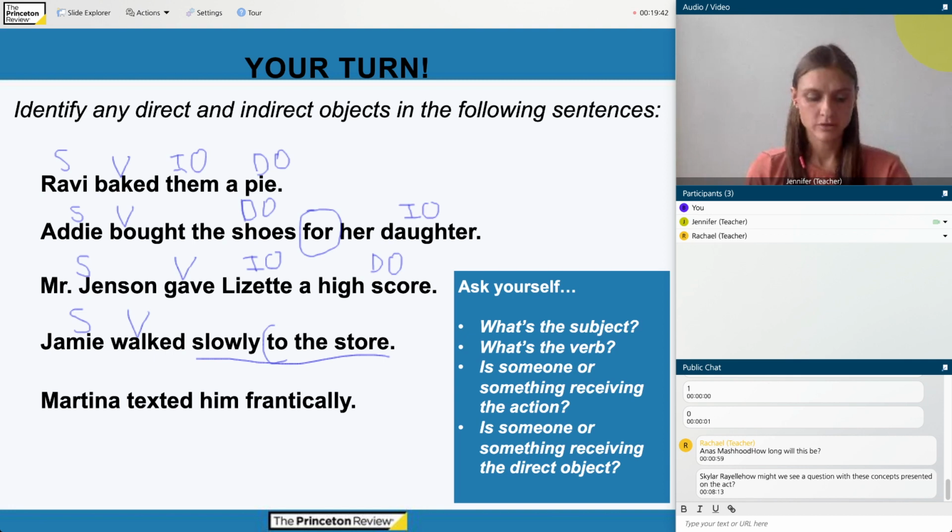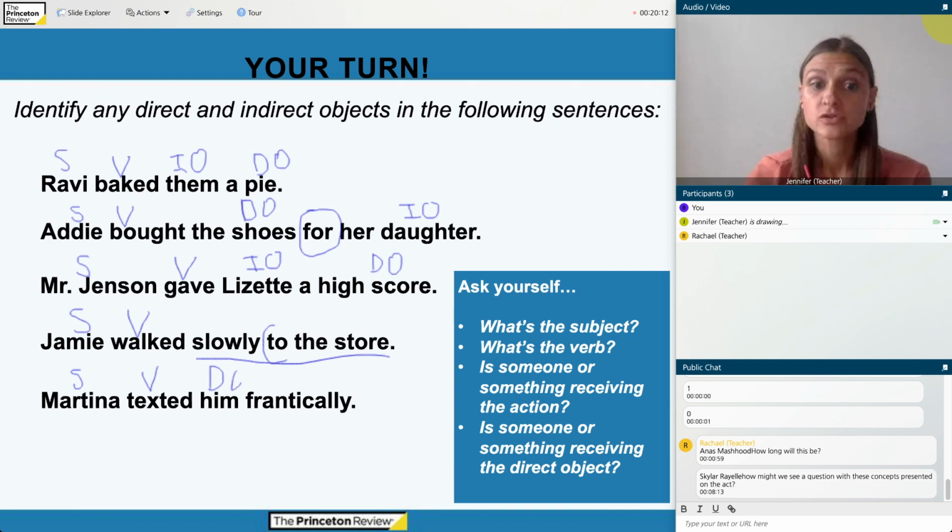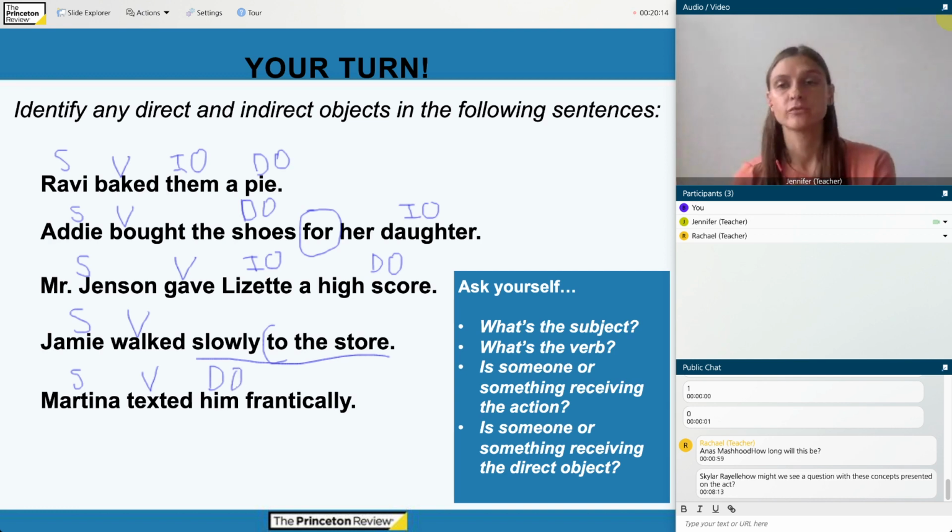So let's take a look at one more. Martina texted him frantically. Okay, what's our subject? Martina. And what is it that Martina did? She texted. Who texted what? Or texted whom? In this case, him. So him is your direct object, because that's what's being texted. And then frantically is just describing how she texted him. So frantically is your adverb.